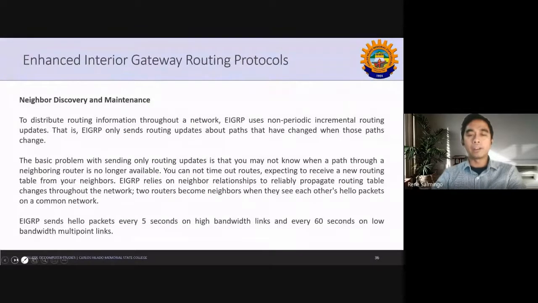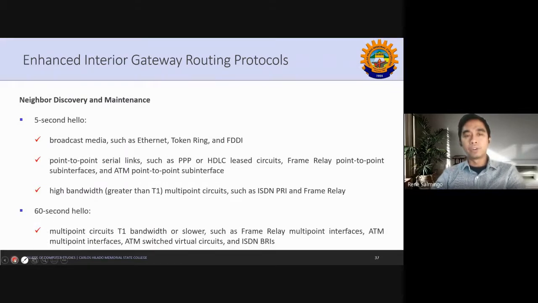So you cannot time out routes expecting to receive new routing changes from your neighbor. Also, EIGRP sends hello packets every 5 seconds on high bandwidth links and every 60 seconds on low bandwidth multi-point links.